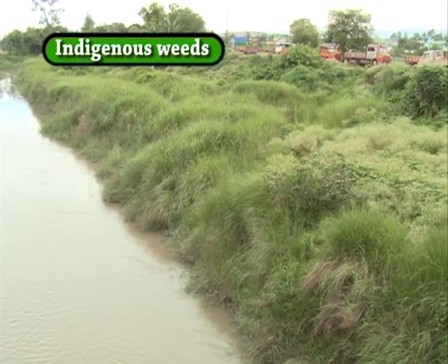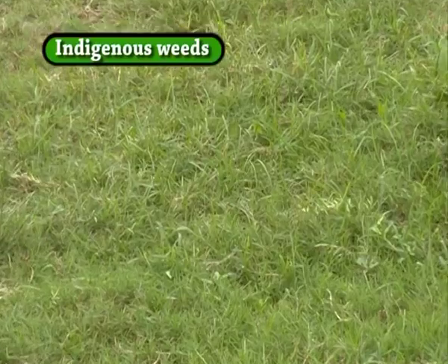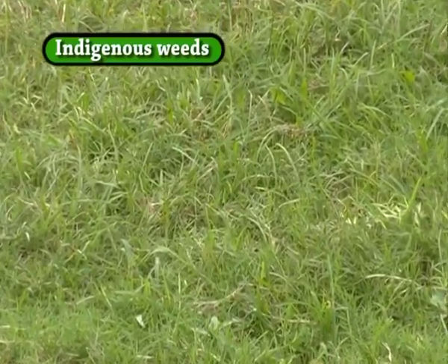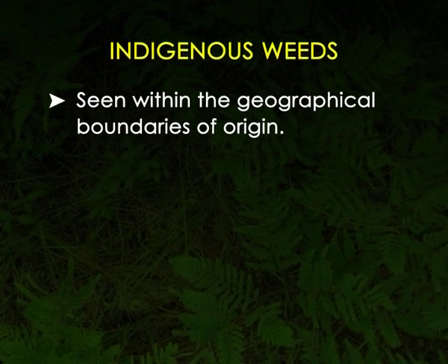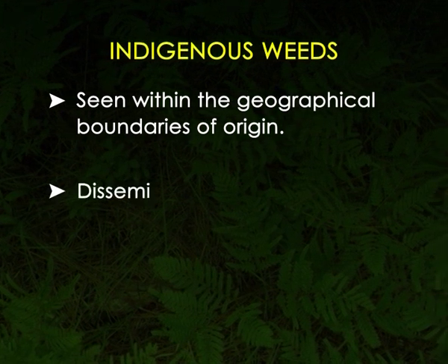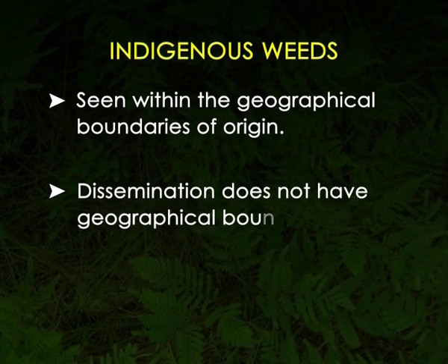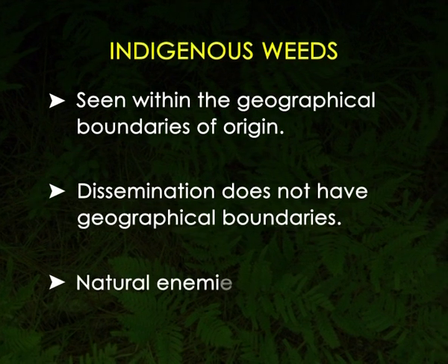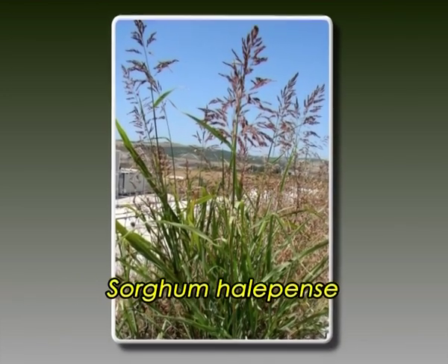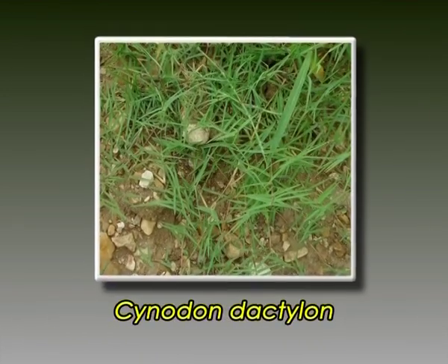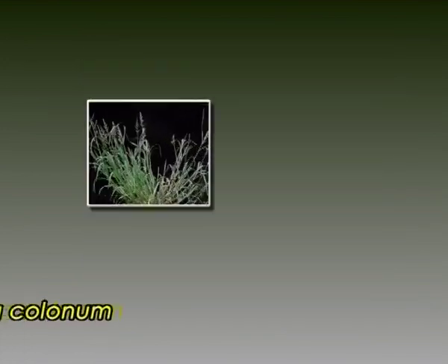And classification is also based on origin. Number 1, indigenous weeds. All the native weeds of the country come under this group, and most of the weeds are indigenous. Indigenous weeds are seen within the geographical boundaries of origin, their dissemination does not cross geographical boundaries, and natural enemies already exist. For example, Sorghum halepense, Cynodon dactylon, and Echinochloa colona.